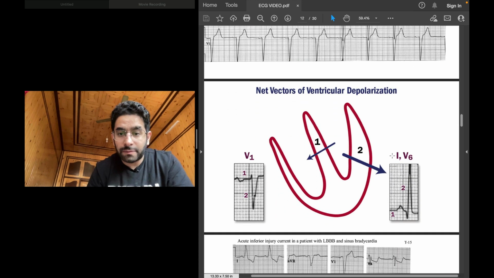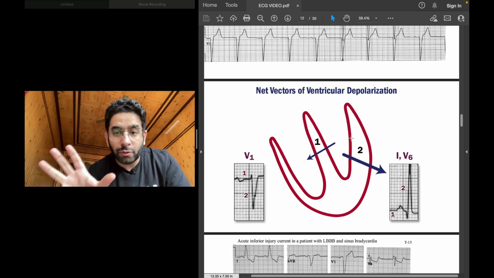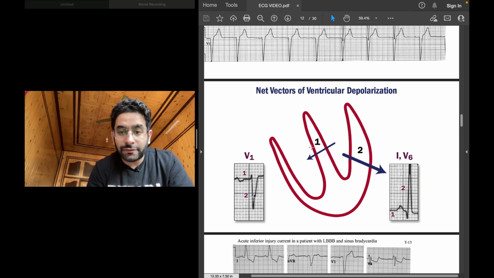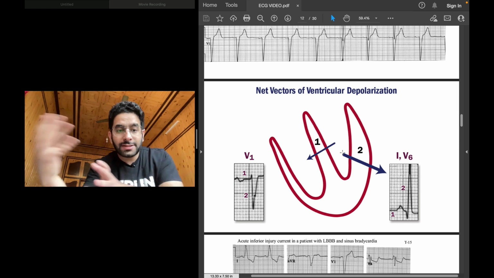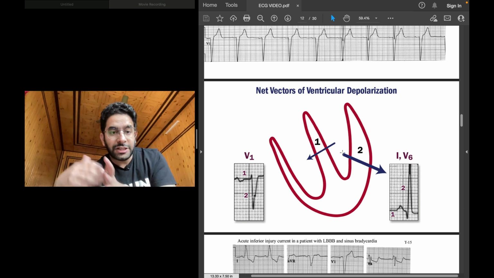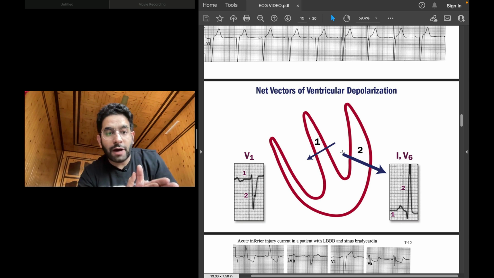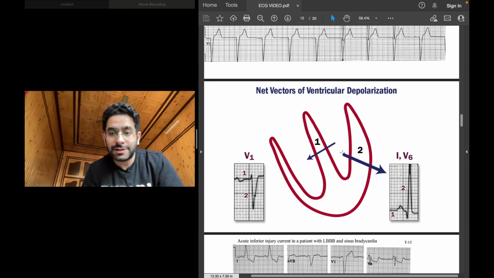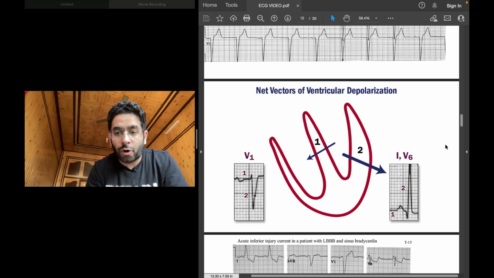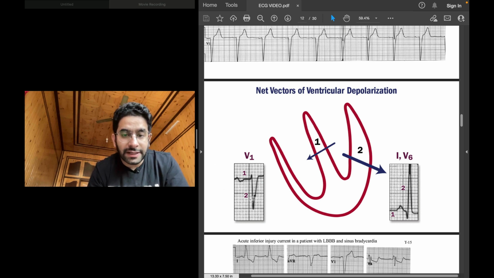Now for your reference, I have put here the normal depolarization of the heart. So you know that first the septum gets depolarized from left to right, which is responsible for this initial positive deflection in the lead V1. And then because the left ventricle has more mass, the depolarization of left ventricle wins over the depolarization of the right ventricle. So you have the vector predominantly directed towards left, which is why the left-sided leads record positive deflection and the right-sided leads V1 records a negative deflection.